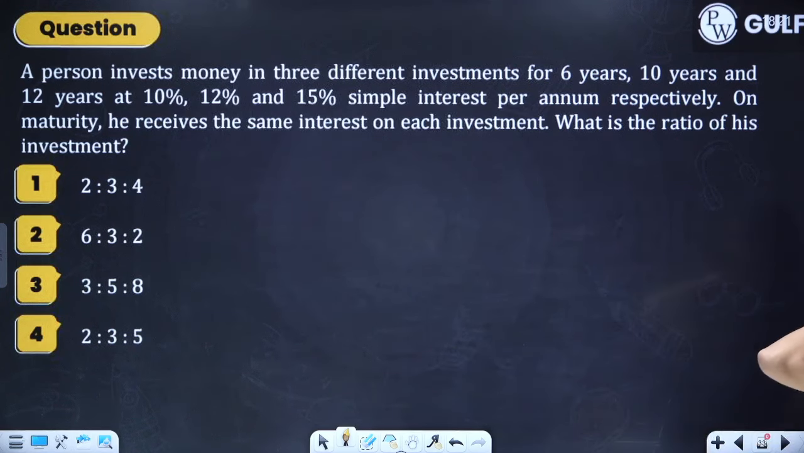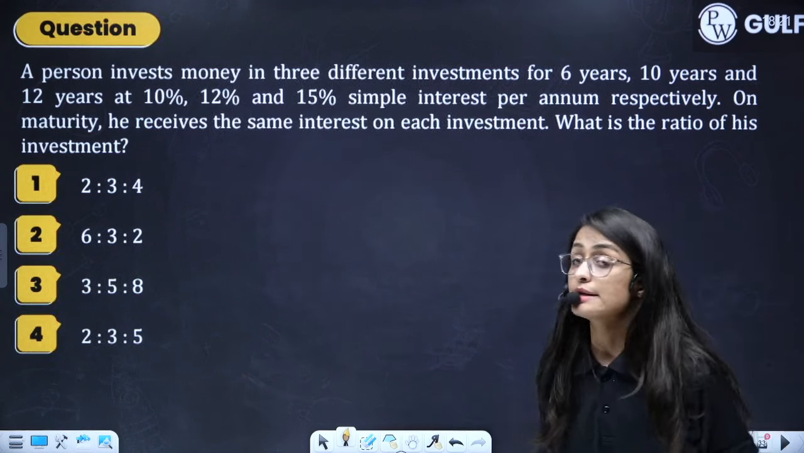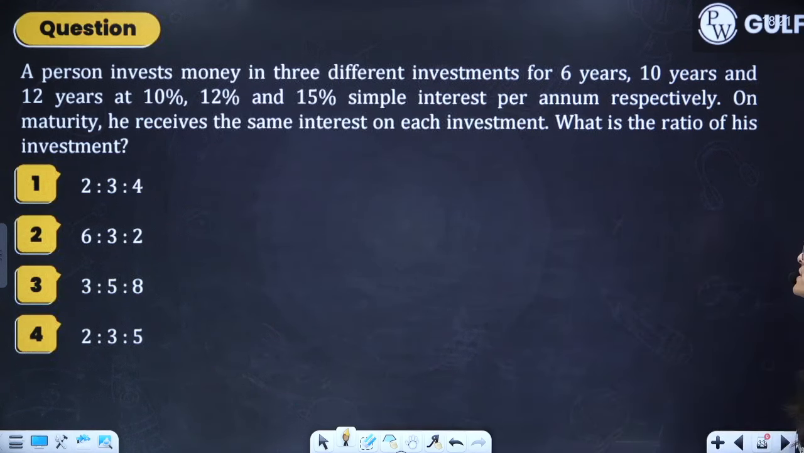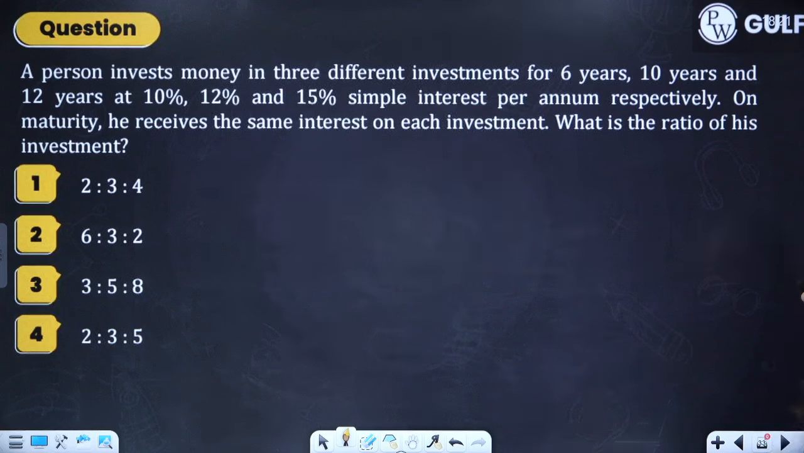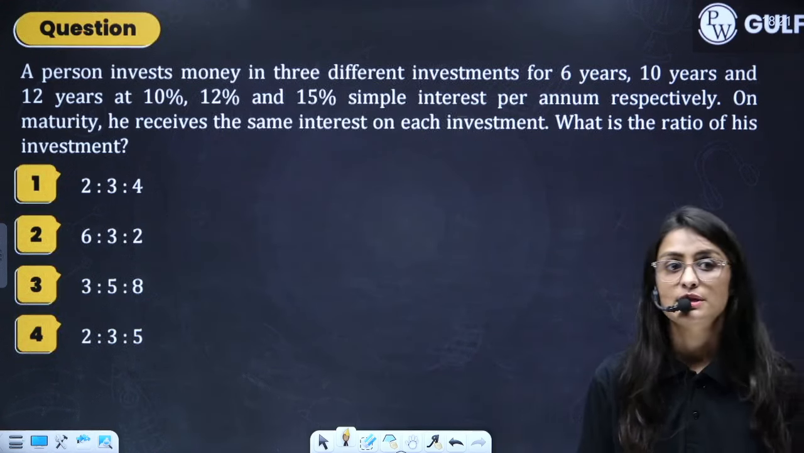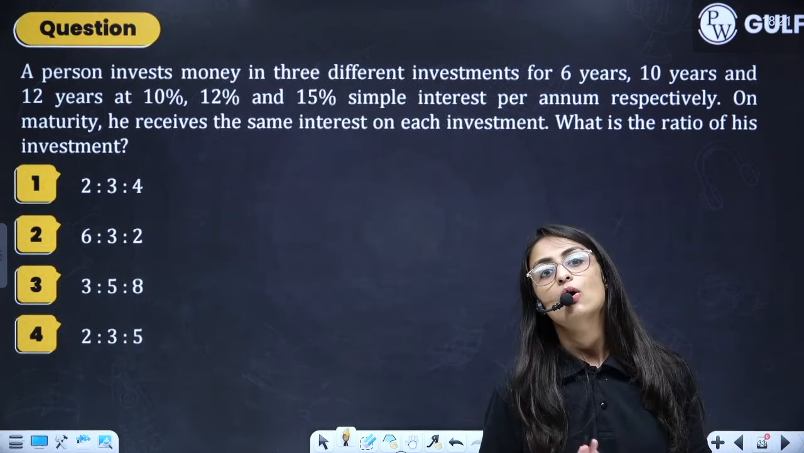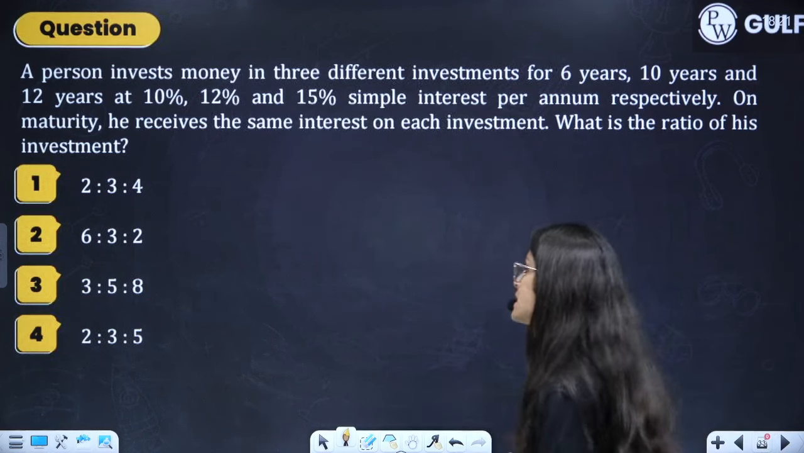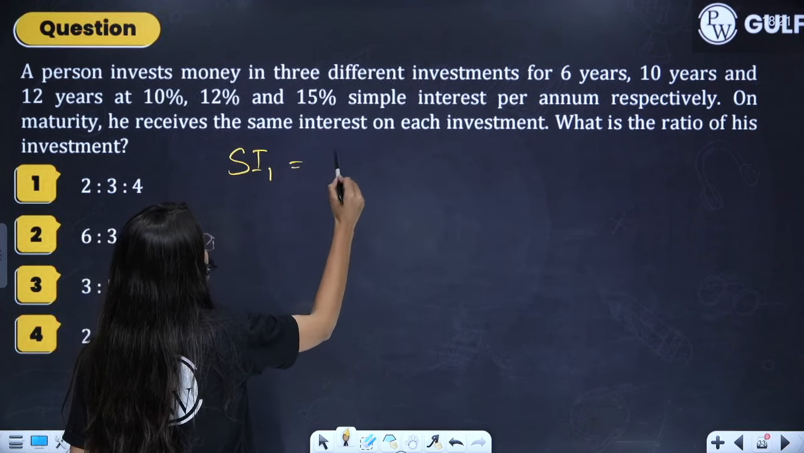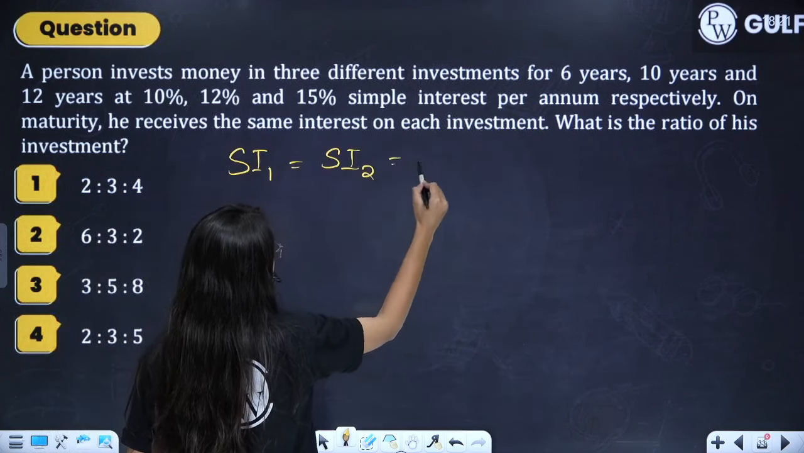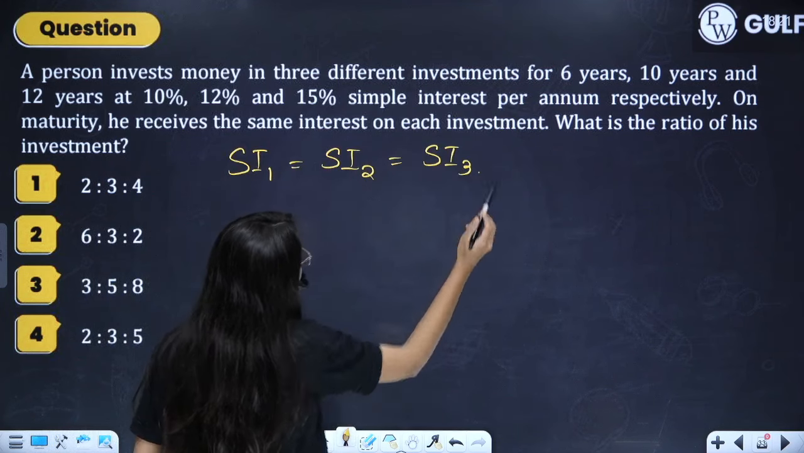Moving to the next: a person invests money in 3 different investments for 6 years, 10 years, and 12 years at 10, 12, and 15% simple interest per annum, respectively. On maturity, he receives the same interest, right? So, what is the ratio of his investment? Here I can say in all the 3 cases, the simple interest is the same. So, first of all, SI1 is equal to SI2 is equal to SI3.